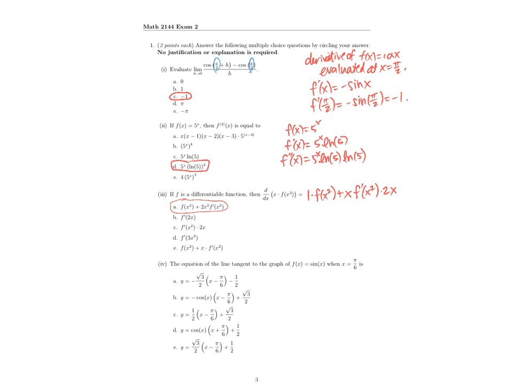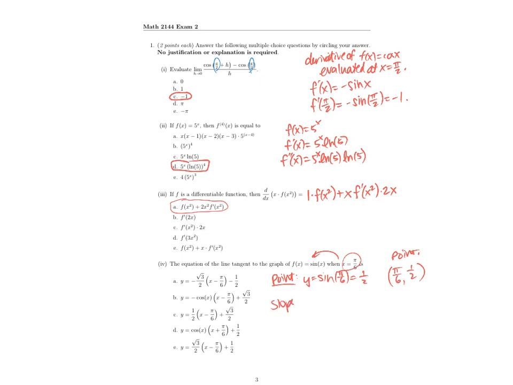The next one, I want the equation of the tangent line to the graph of f of x equals sine x when x is pi over 6. So the two things I need is I need a point on the line. I already have an x-coordinate. I need to find a y-coordinate by plugging it in. I get y is equal to sine of pi over 6, which is 1/2. So my point on my line is pi over 6 and 1/2.